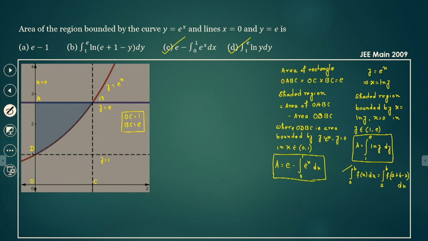So if I apply this particular property on expression 1, we can say that by 1, that area can be easily written as the integration of 1 to e of log of e plus 1 minus y dy. So this is also the given information. Therefore, option B is also the correct option.